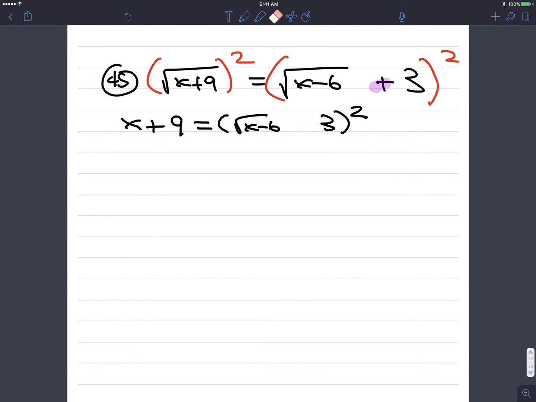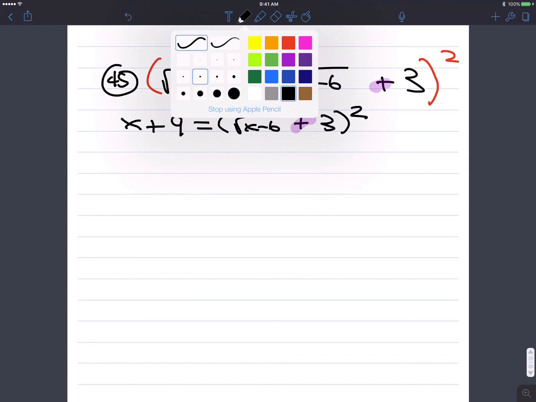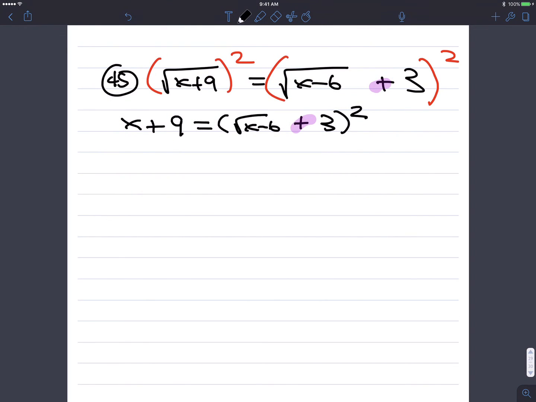Okay, now let me put that right in the middle so it looks a little better. Since the right side here is a sum of two terms, whenever you square a sum or a difference, you know what that means. You're going to have to use FOIL.